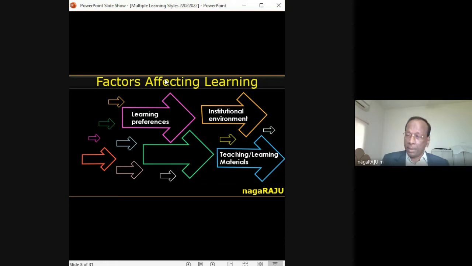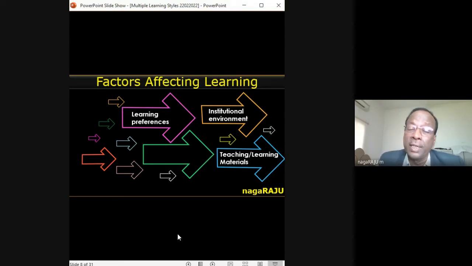So maybe there are some exceptions, and there might be some very good institutes where autonomy is fully utilized, and teachers produce their own materials, keeping in mind the students' needs. Congratulations to them. Hats off to such teachers and such colleges, but not many of them. So there is a fourth blank space there, factors affecting learning.